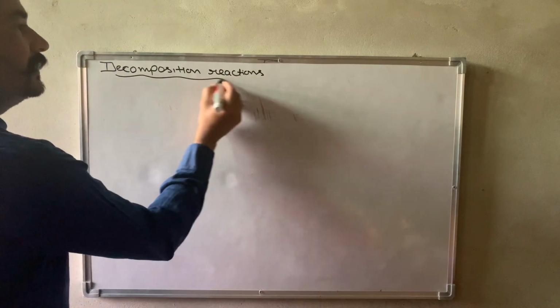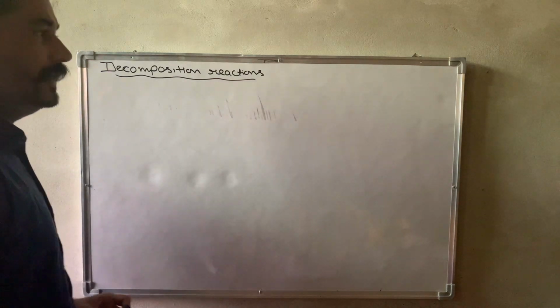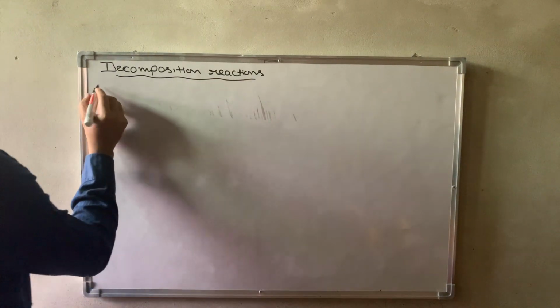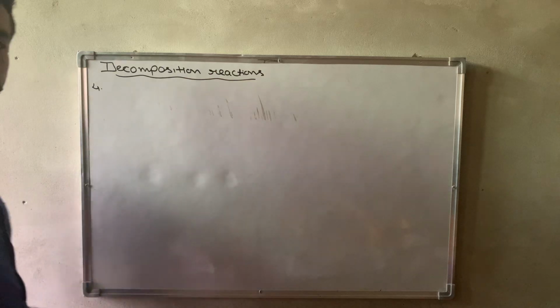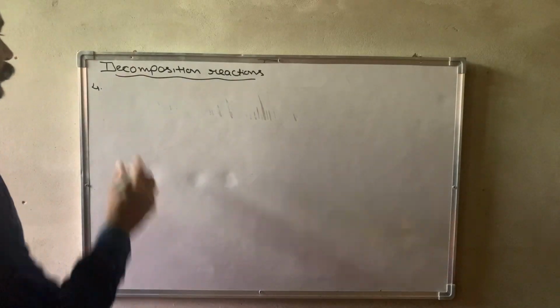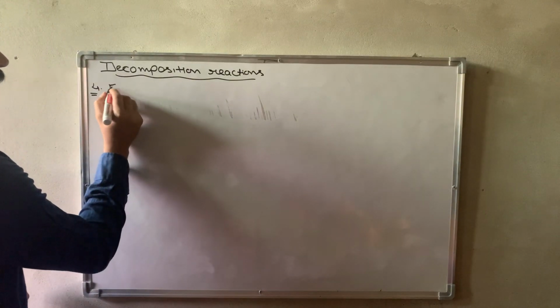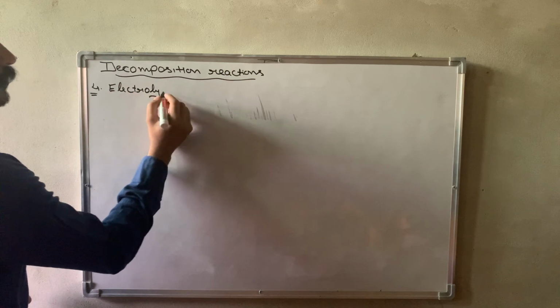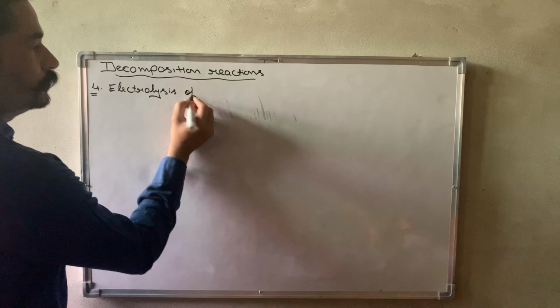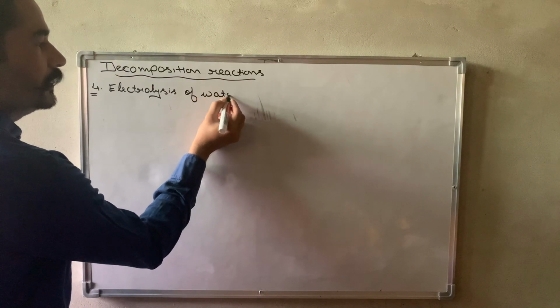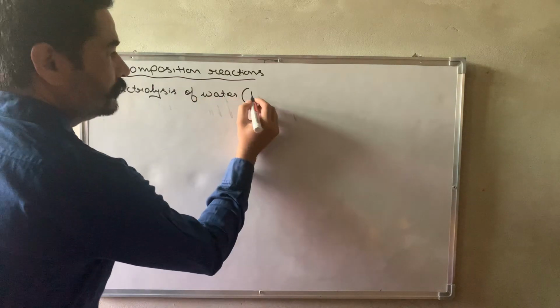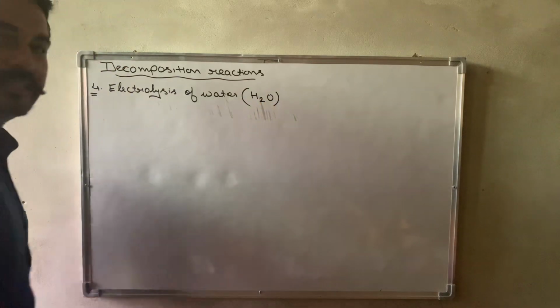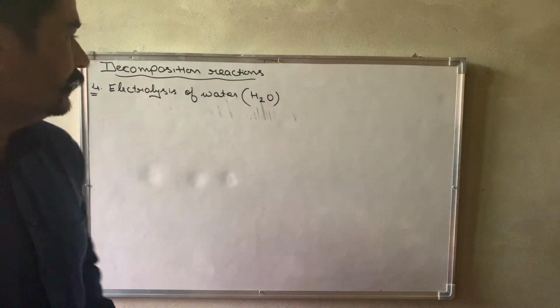In which energy is given in the form of electricity. Okay, so this is the fourth example. Three examples we have covered in the previous lecture. So the fourth example is electrolysis of water. And what is the chemical formula of water? H2O. So there is a very important activity, electrolysis of water.